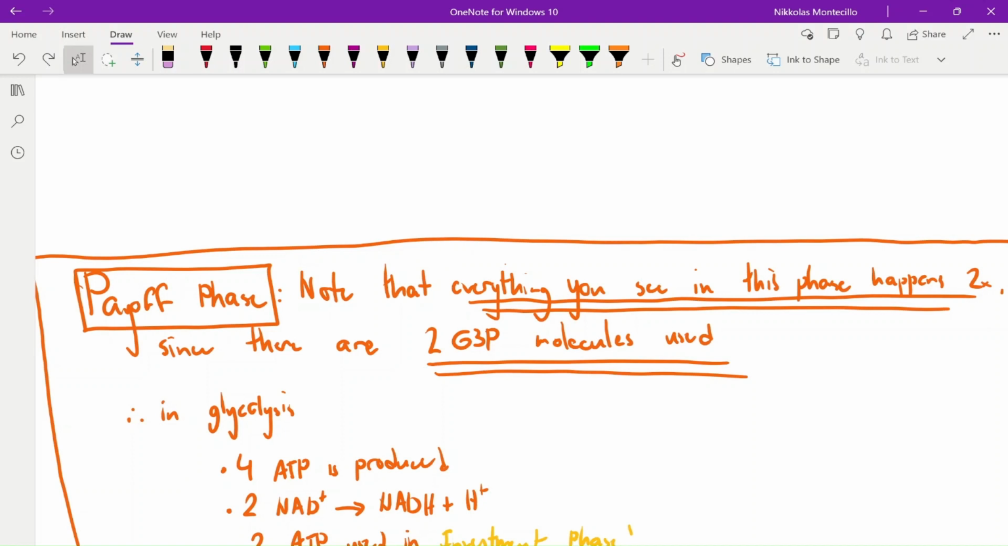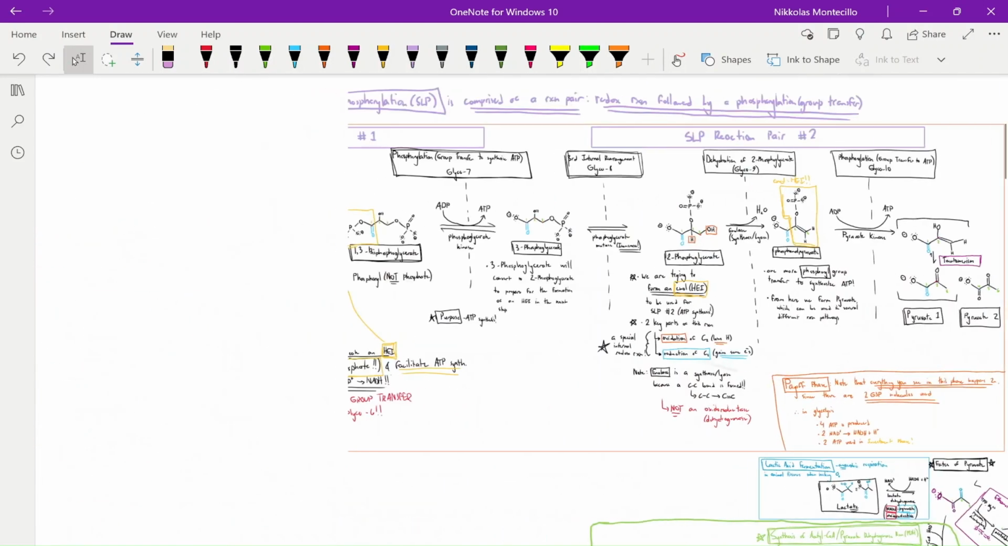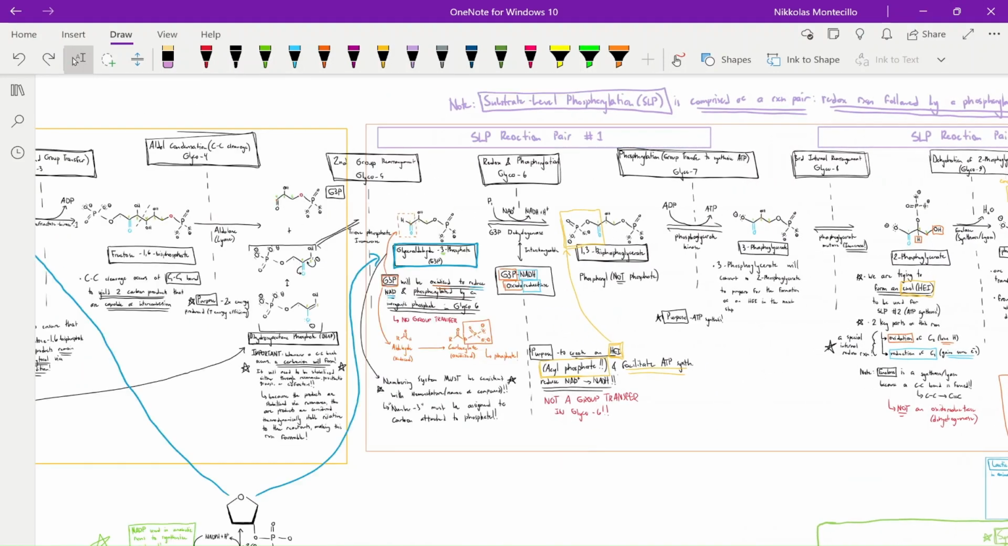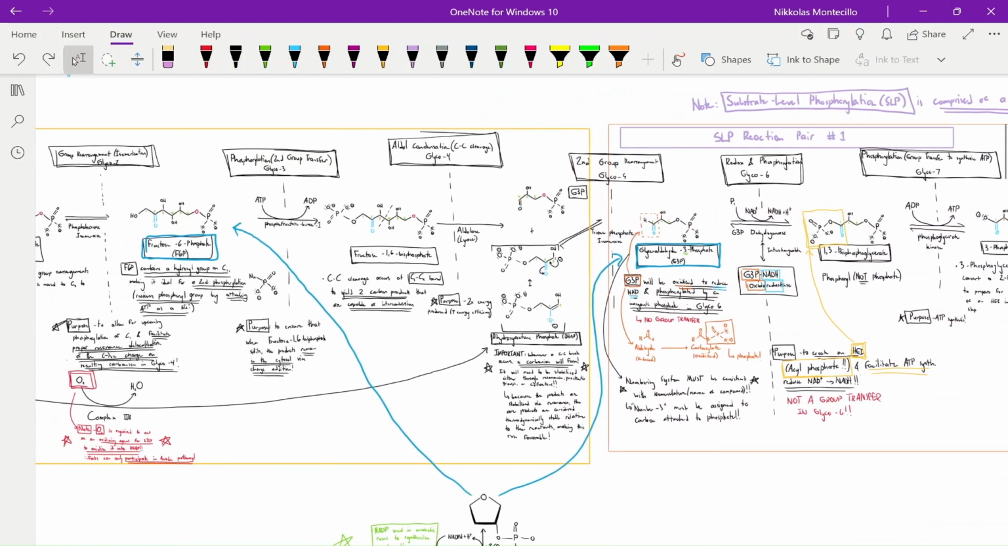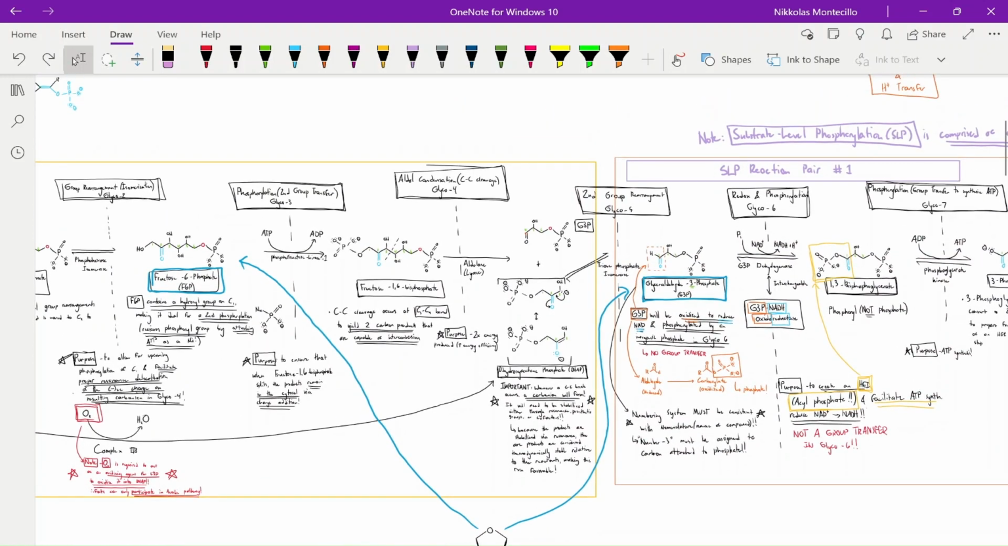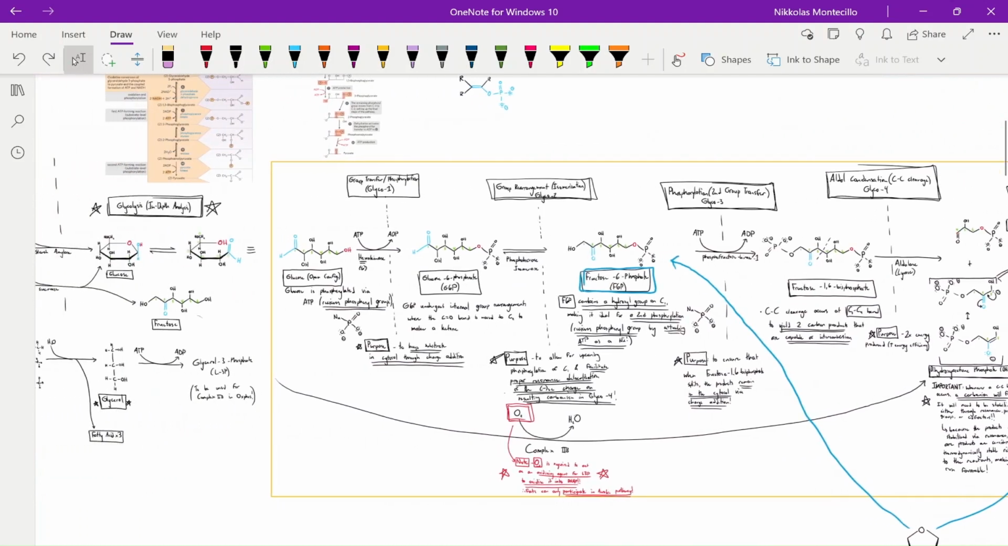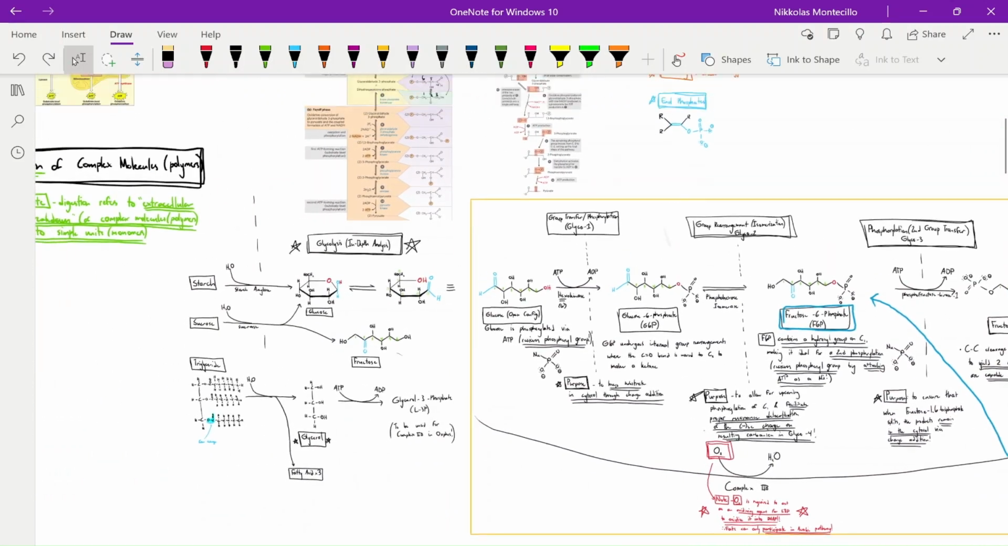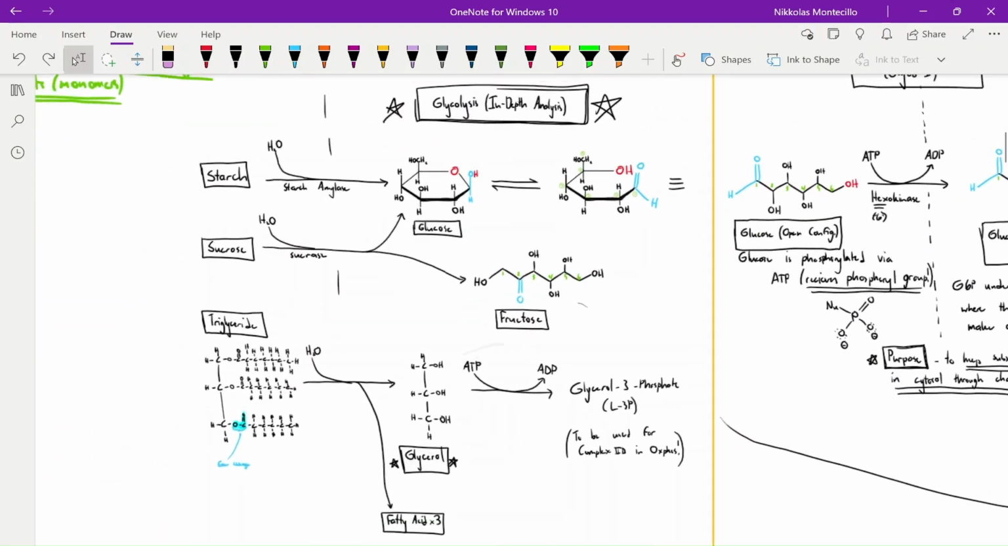2 NAD electron carriers are reduced, where each NAD carrier is reduced by 1 G3P molecule, right? Because if we remember from glycolysis, glucose separates into 2 G3P molecules, each reducing an NAD carrier. But we'll get into the specifics of that shortly. First things first, let's start with the basic reactions of glycolysis.